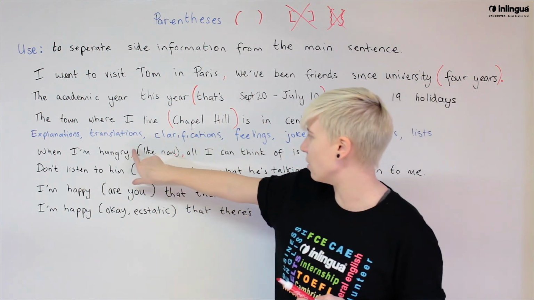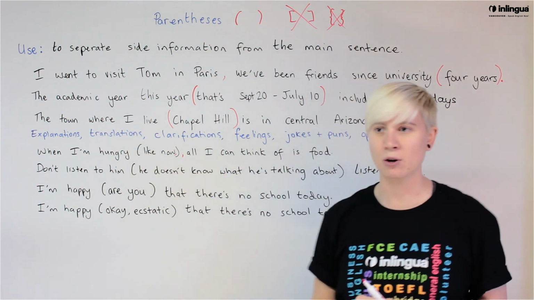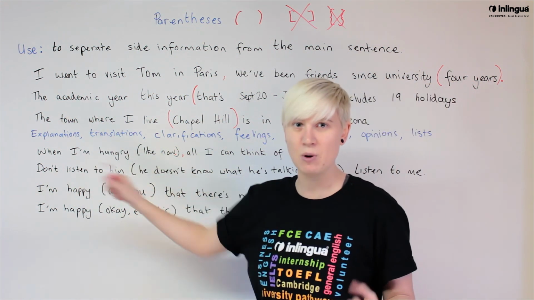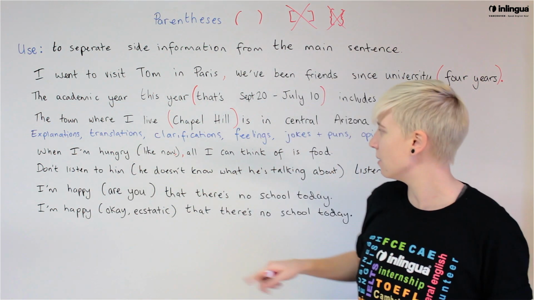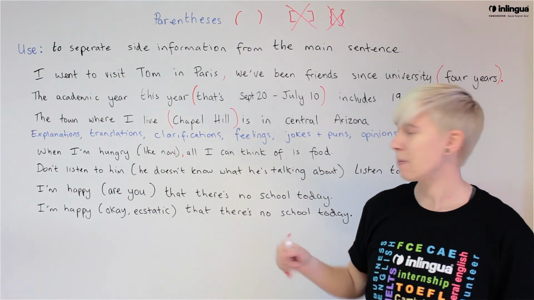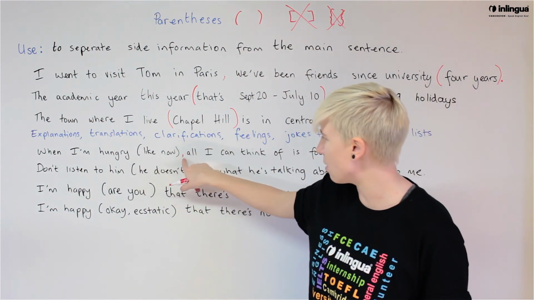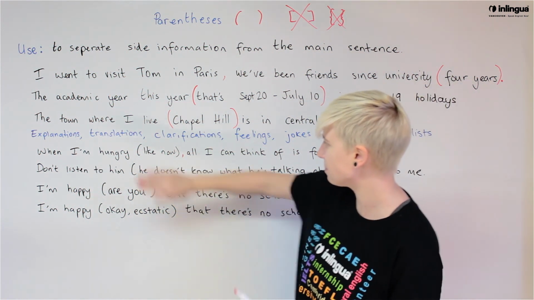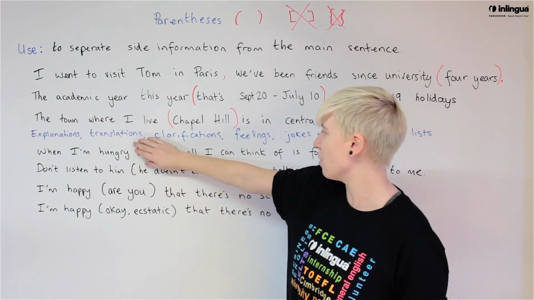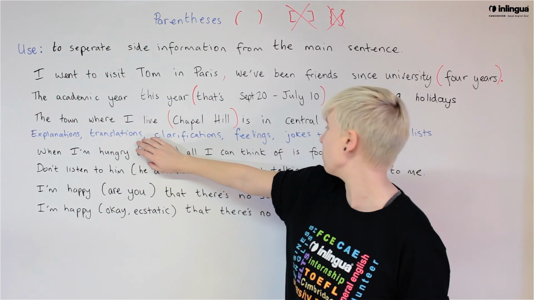It's more connected to when I'm hungry. Okay, I'm hungry now. This is the information that goes with the fact that I'm hungry. Okay? And do you think we need a comma after like now? We actually don't. The comma's going to go outside. It's separating these 2 parts of the same sentence. When I'm hungry, all I can think of is food.